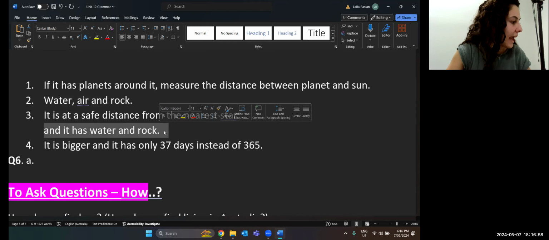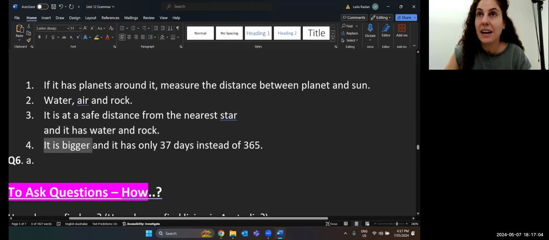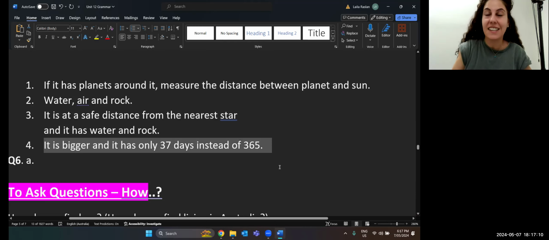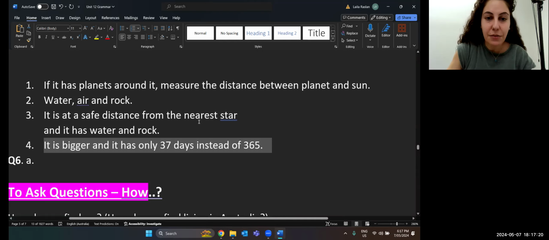How is Gazelle 58G1 different to Earth? It's bigger. That's how it's different. And it only has 37 days instead of 365 days. So imagine every 37 days is a year. So the next year will be in 37 days, next year in 37 days. So it has a different amount of days and it's bigger.